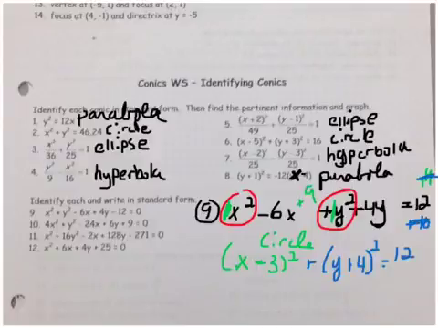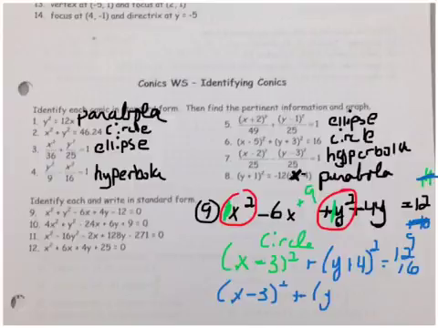12 and then, what was it, 16 and, was it 14 or 9? Thanks, I couldn't remember. So the equation would be x minus 3 squared plus y plus 4 squared. And let's see, 9 and 12 is 21, and 21 and 16 is what, 37? So this would be a circle, and the radius would be like the square root of 37.